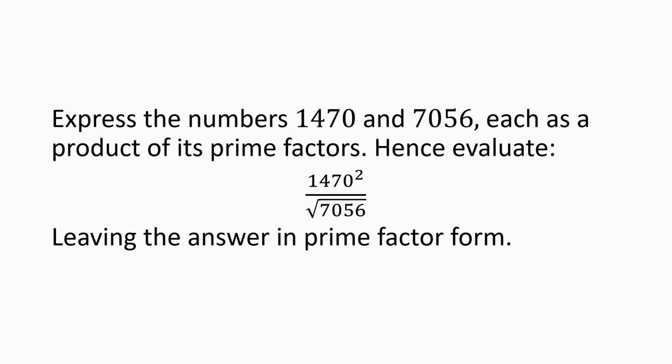We shall start by expressing 1470 as a product of its prime factors. So 1470 is 2 times 735. We are using the factor tree method. Then 735 is 3 times 245. Then we have 5 times 49 and 7 by 7.